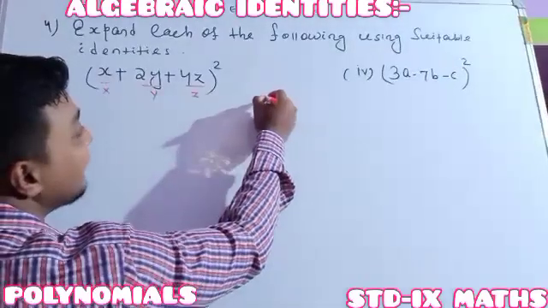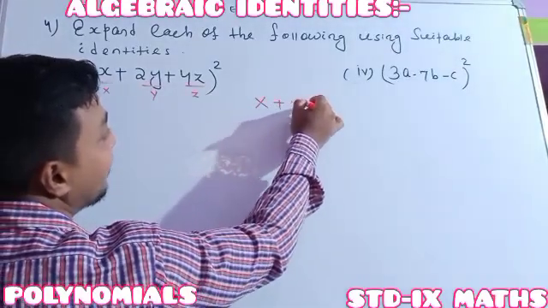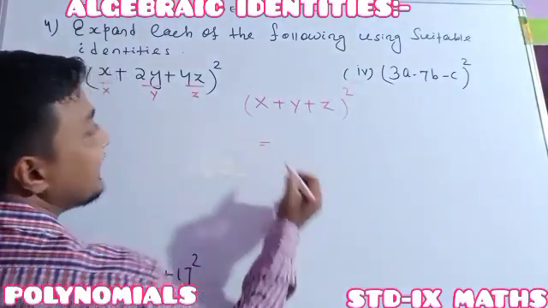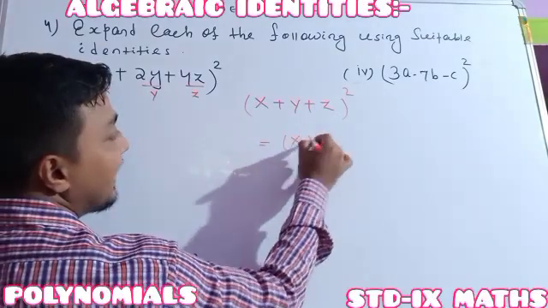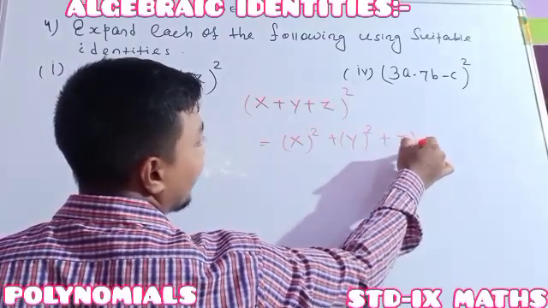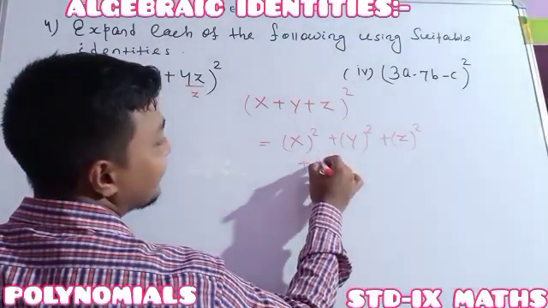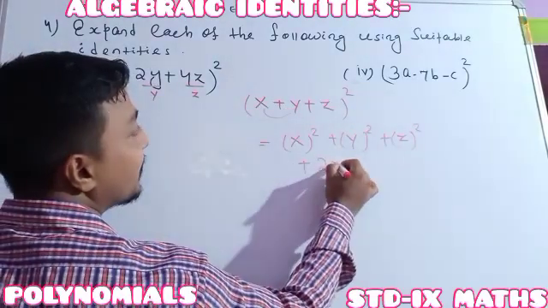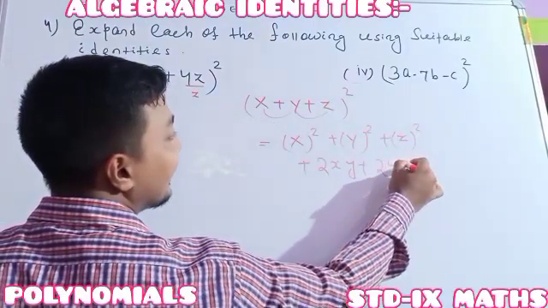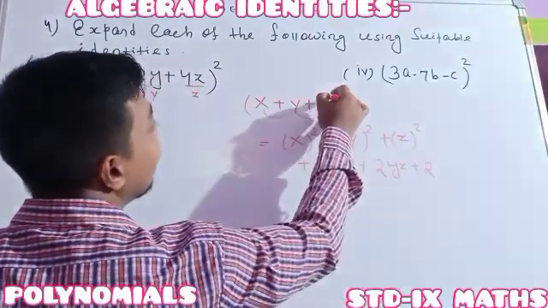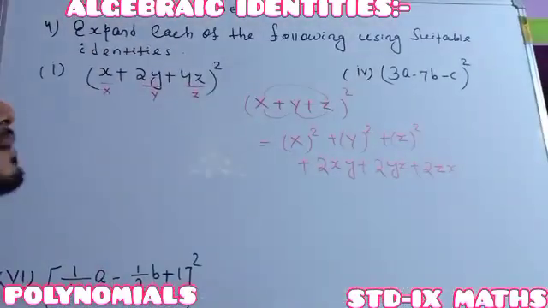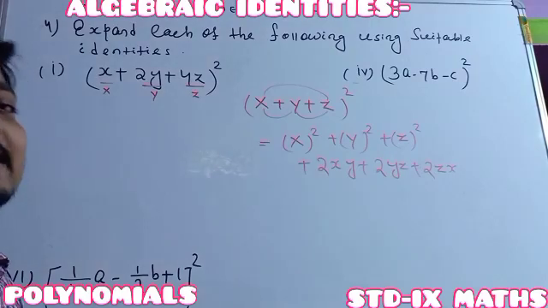See, (x + y + z) whole square is equal to first term square plus second term square plus third term square. Then plus 2 times the product of first and second, xy. Then plus 2yz, second and third. Then plus 2zx, third and first. So the same formula we have to apply here so that we can write its expansion form.